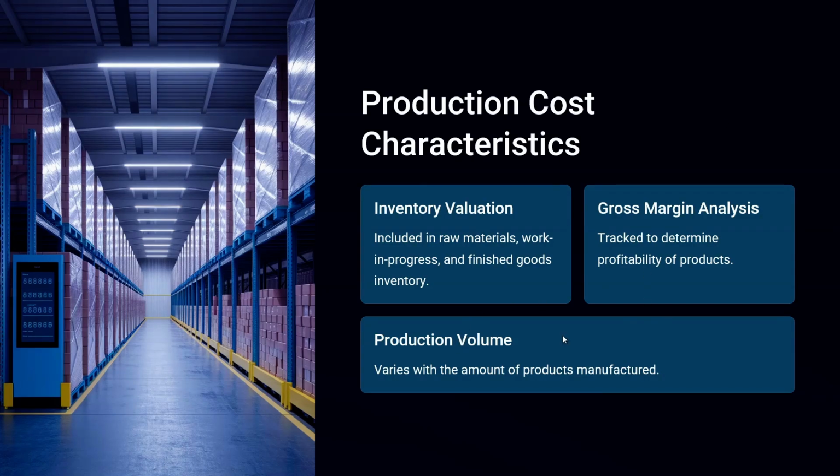Third, production volume. Production cost goes up or down depending on how much you produce. If you make more items, you spend more on materials and labor. If you make fewer, you spend less. This makes production costs somewhat flexible.